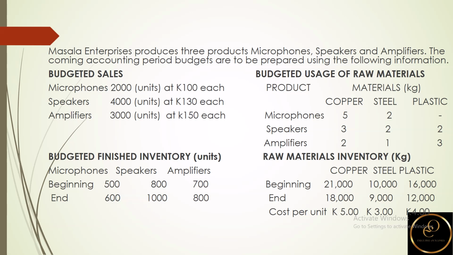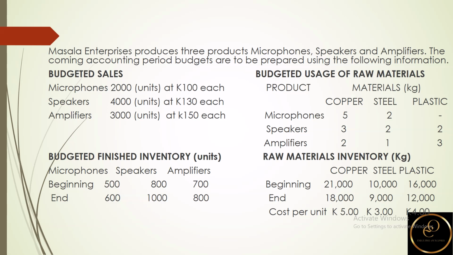The coming accounting period budgets are to be prepared using the following information. So you have been given, in this particular case, budgeted sales. You have also been given budgeted finished inventories in units. You also have budgeted usage of raw materials. This shows the rate of usage of materials. And the materials we have are copper, steel, and plastic. So the rate of usage per unit of the product in the form of microphones, speakers, and amplifiers. That's what we have before us.